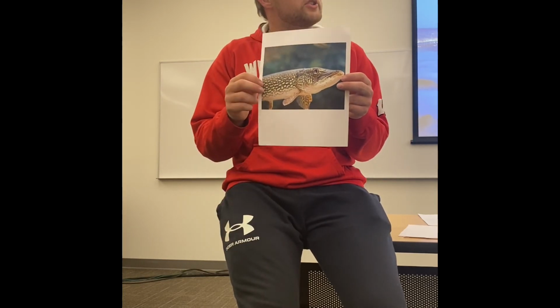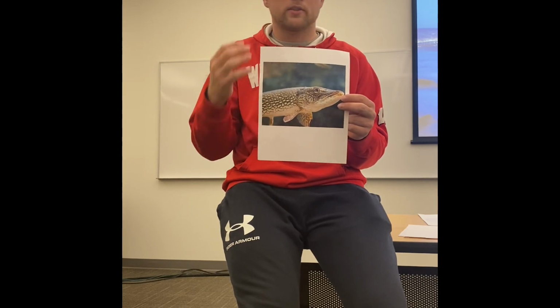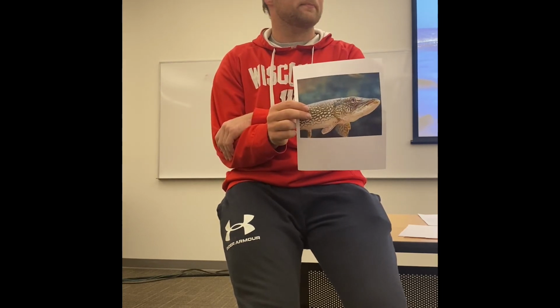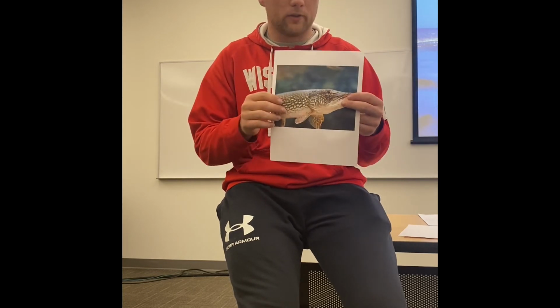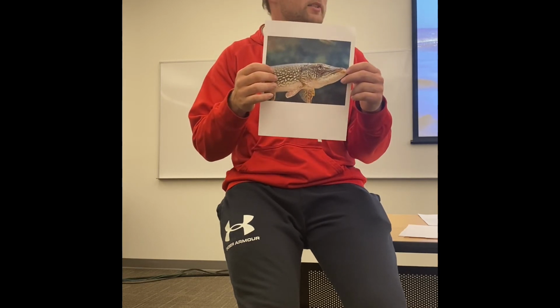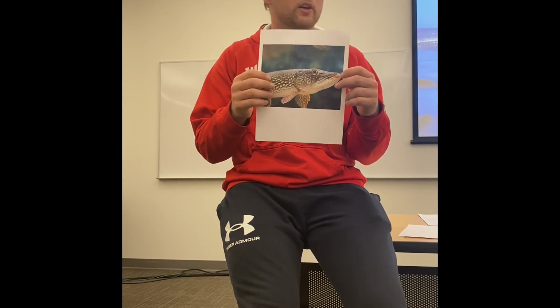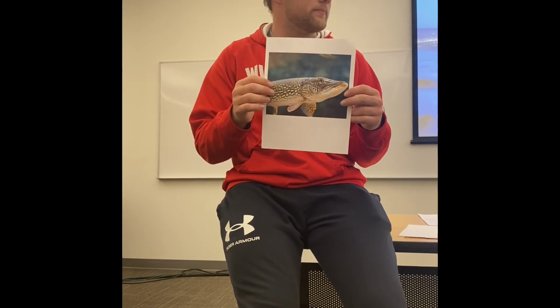This is a fish. I'll give you a hint. This fish has sharp teeth. So what do you think that makes it? Yep, this fish is a carnivore. You guys are right. This fish likes to eat little fish and just other little fish around it.